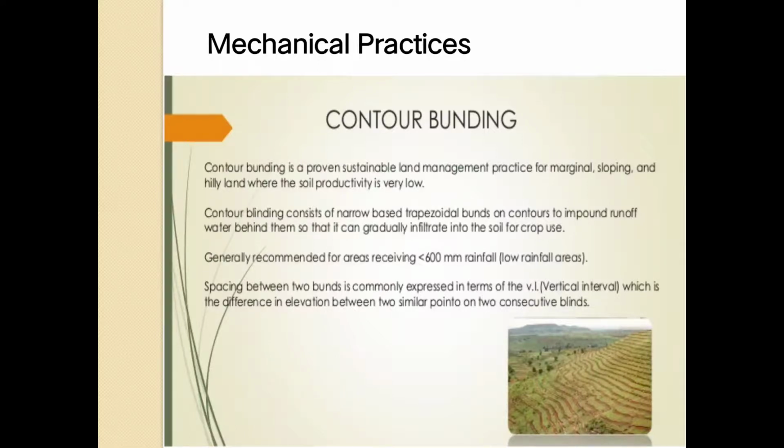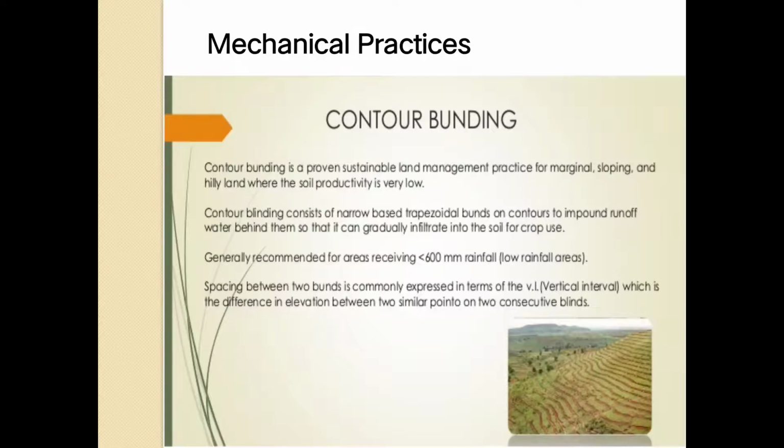So this contour bunding is mainly practiced in marginal land as well as land which has more slope and is hilly, where the soil productivity is very low. In that area, contour bunding is a sustainable land management practice utilized for the conservation of moisture as well as reducing the erosion of the soil. Contour bunding consists of narrow-based trapezoidal bunds on the contour to impound the runoff water behind them so that it can gradually infiltrate into the soil for crop use.